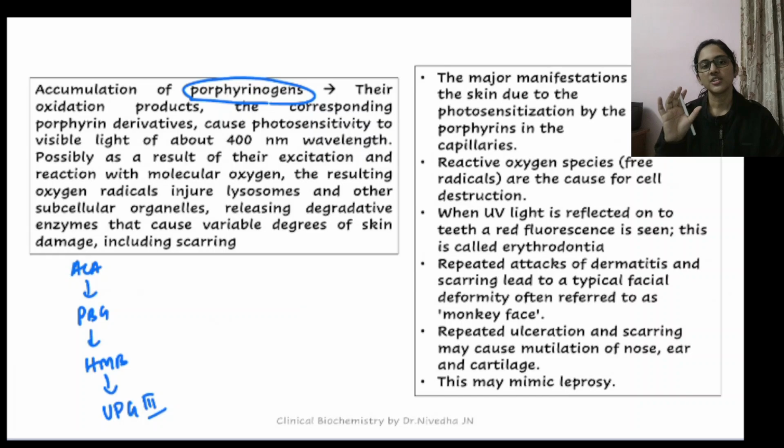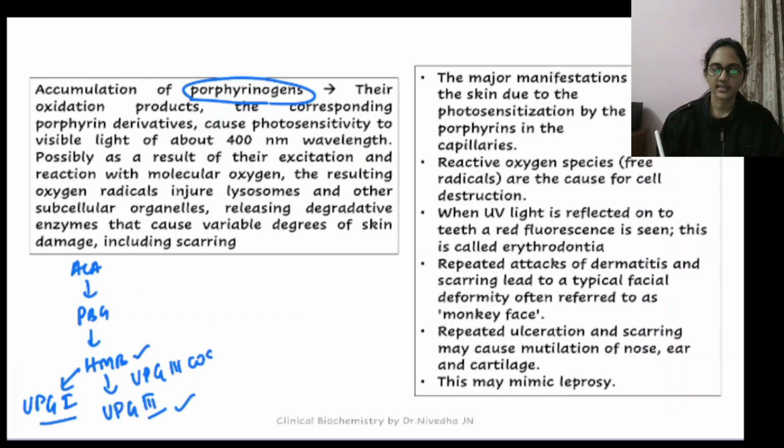And the uroporphyrinogen 3 isomer is the one that will get converted to the other porphyrinogens in the pathway. But it also gives another isomer, which is uroporphyrinogen 1. So the conversion of HMB to UPG3 is done by UPG3 co-synthase. So what happens when this enzyme is defective? Yes, HMB will get accumulated and the UPG1 isomer gets elevated in the circulation.